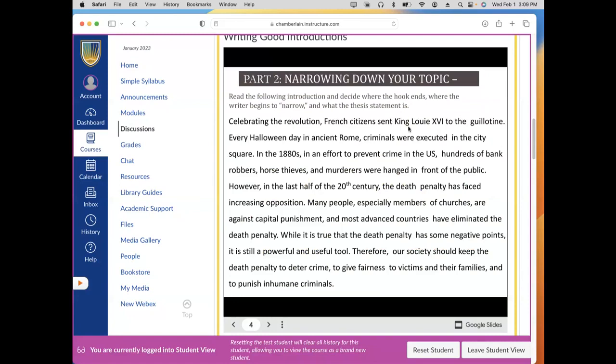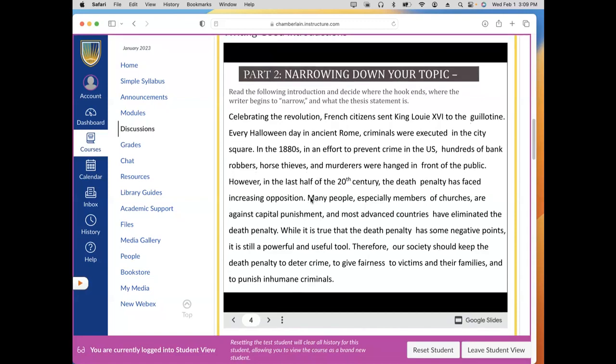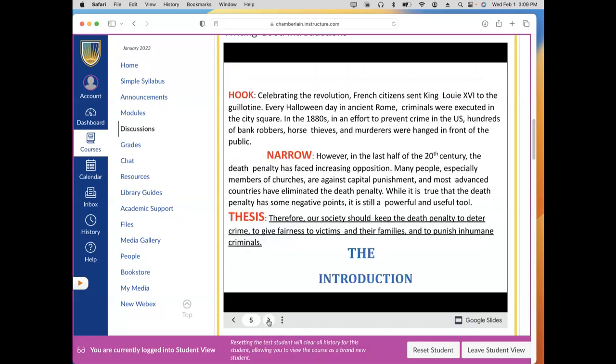Celebrating the revolution, French citizens sent King Louis the 16th to the guillotine. You're like, all right, guillotines are cool, so then you would want to keep reading. And then it gives a little background about the history of capital punishment, right? So every day in Halloween, ancient Rome. So it's giving a historical background, and then it's sort of mentioning a lot of people have issues with this subject about capital punishment, and then gets very specific and ends with our society should keep the death penalty to deter crime. So that's their position statement, right? So you got a hook, some background, from very broad, and then getting closer, and then you end with your thesis.